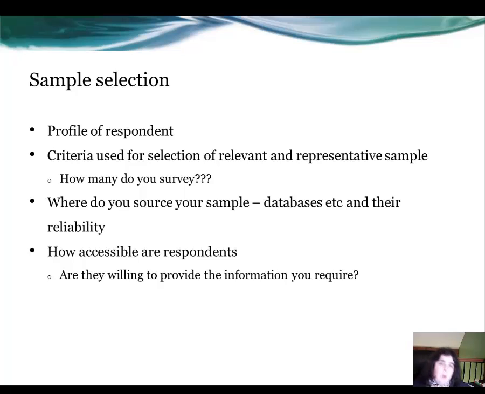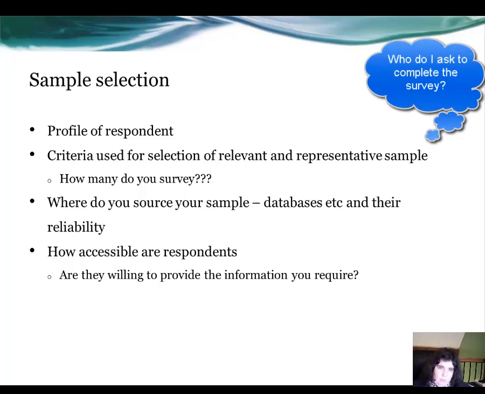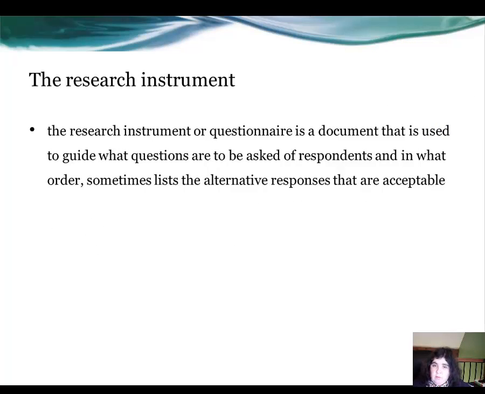For interviews, there are minimums that you should actually conduct your interviews with, and we will identify those in another video. So then we have our sample, we know our method of collection, now we actually have our research instrument. And the instrument or questionnaire is a document that is used to guide what questions are to be asked of respondents, and in what order, and then maybe also identifying alternative responses that are acceptable. So the instrument is the document asking the questions of the respondent.